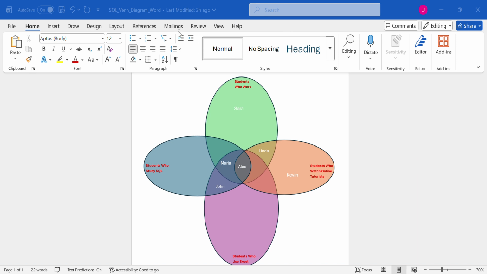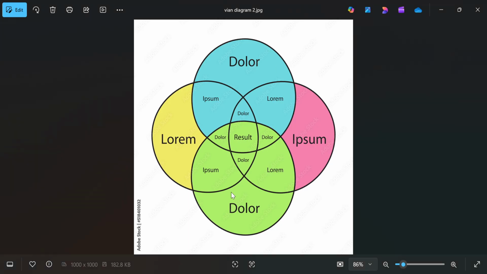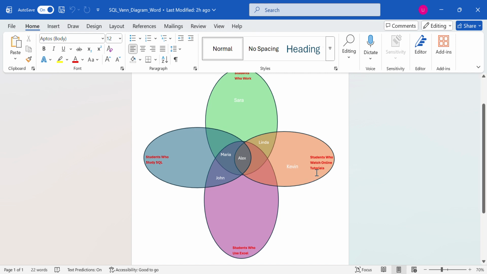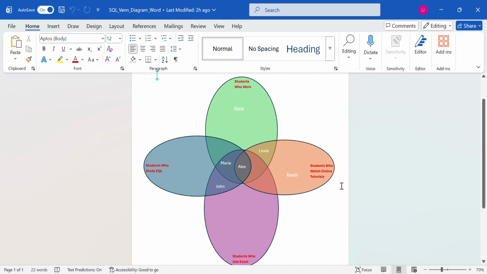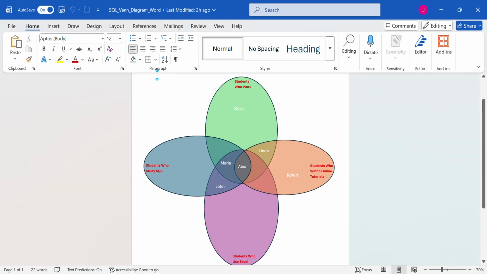Basically this is my Venn diagram that I've designed already, and below here is the one I found on the internet. So I'll be explaining how the Venn diagram helps us understand SQL sets, operations, and join logics. Right, I'll be going back and forth between my design and the one I saw online.